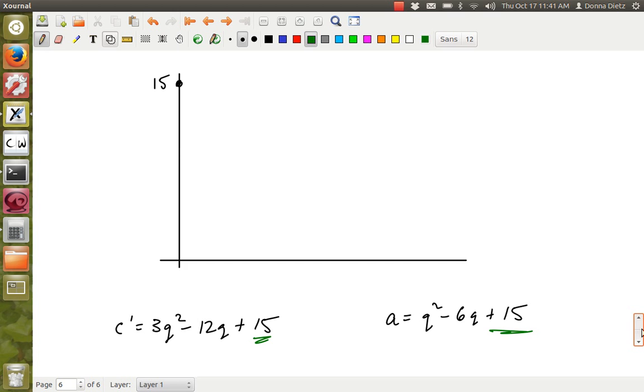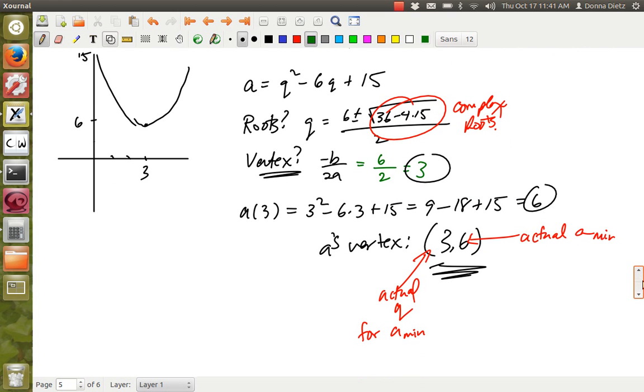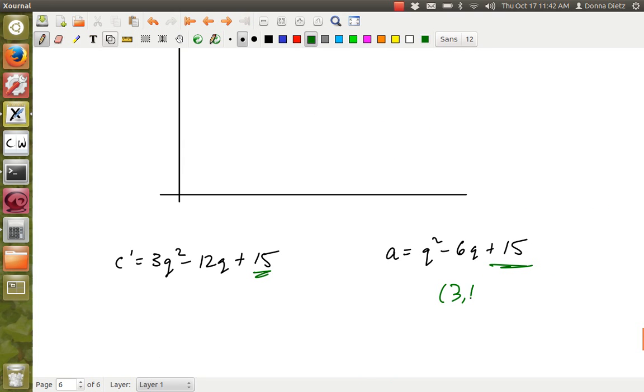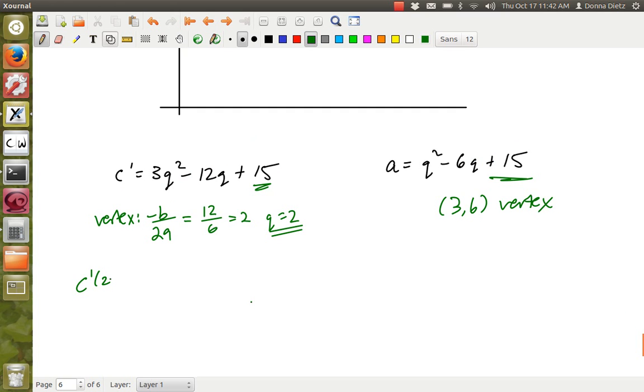Now, we already found for A that A has a vertex at 3, 6. Okay? 3, 6 is the vertex of A. And we may as well calculate the vertex of C prime. So minus b over 2a, we want to find the vertex so we can plot this guy, is at 2. So at q equals 2, this guy has a vertex, and we would like to know what's C prime of 2. Well, 3 times 2 squared minus 12 times 2 plus 15.